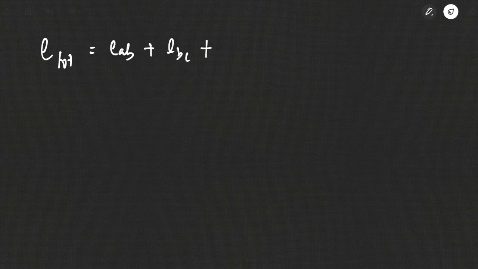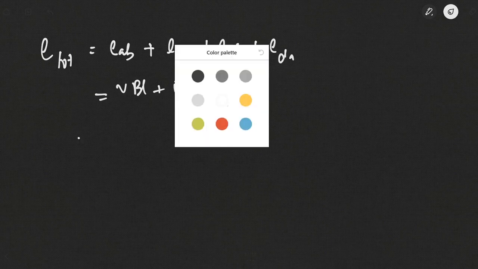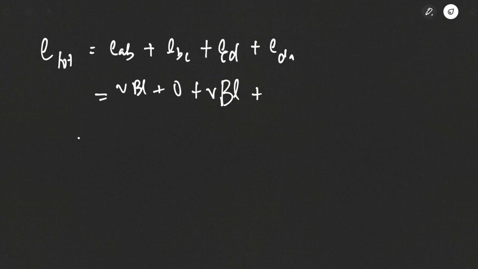Now the total induced voltage is given by EAB plus EBC plus ECD plus EDA, which is equal to VBL plus 0 plus VBL plus 0. So that's equal to 2 VBL.